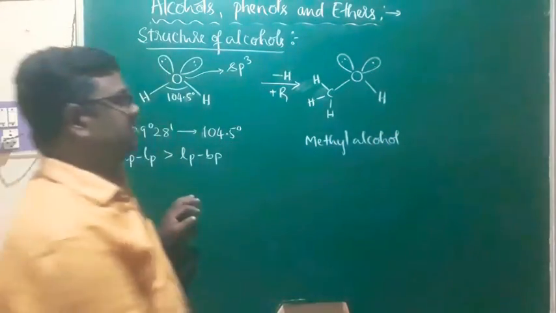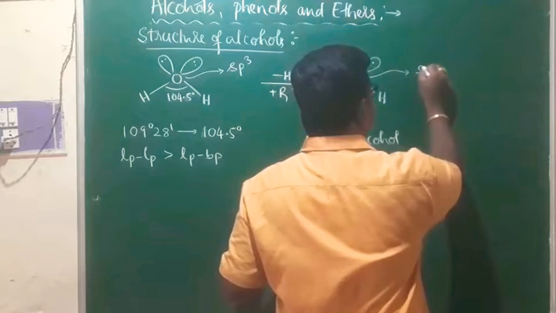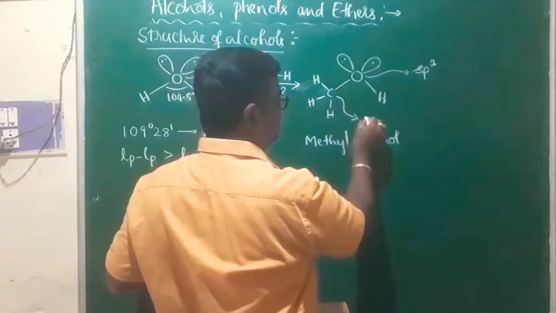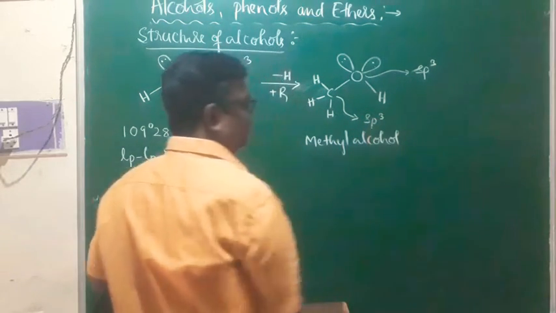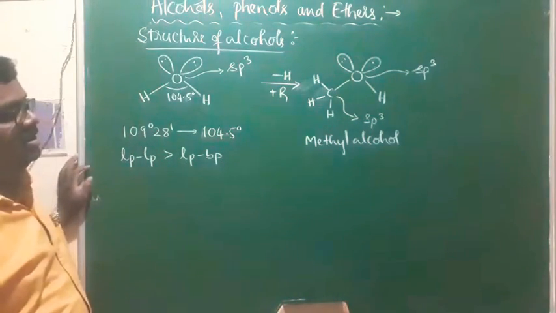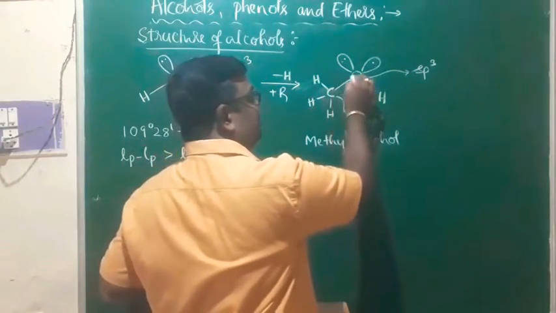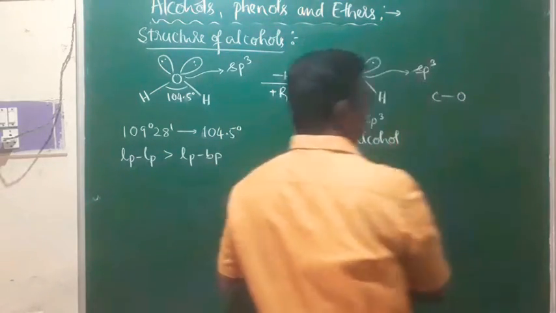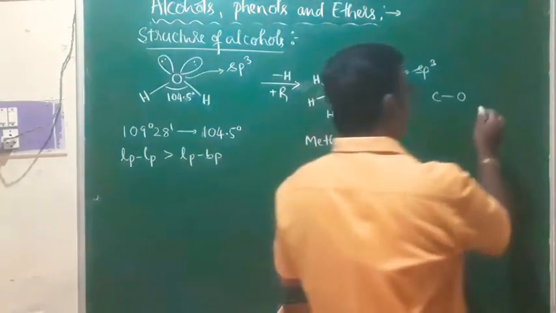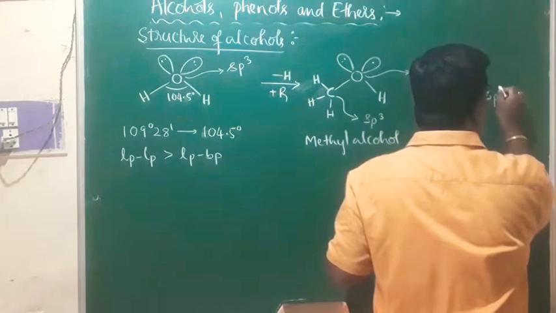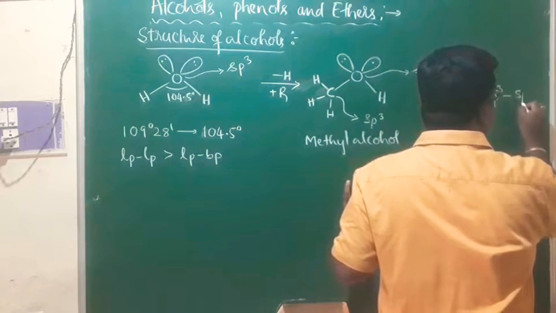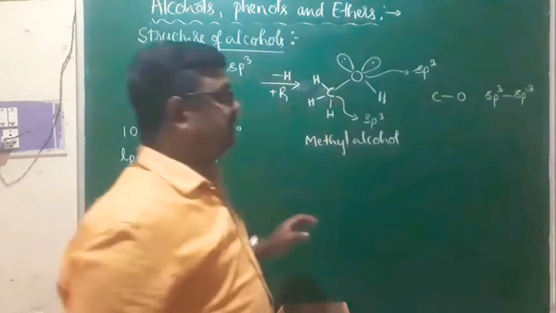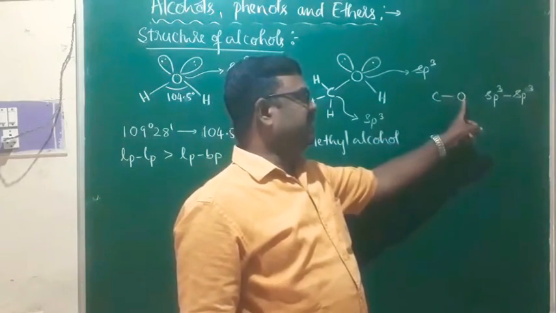In the case of alcohols, here also oxygen is sp3 hybridized. The carbon of the methyl group, that is, the carbon attached to oxygen, is also sp3 hybridized. Therefore, this C-O bond in alcohols is formed by the overlapping of half-filled sp3 hybrid orbitals. This is a sigma bond produced by overlapping of an sp3 hybrid orbital of carbon and an sp3 hybrid orbital of oxygen.